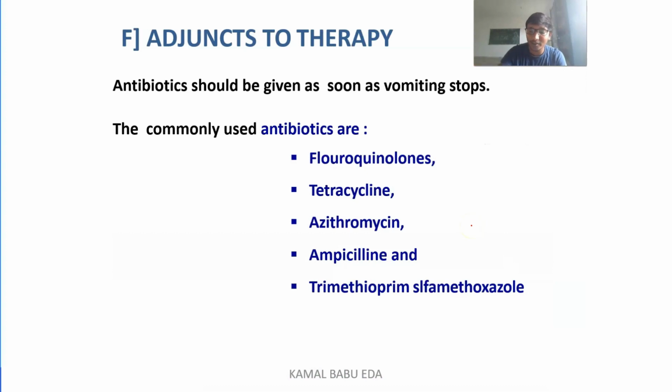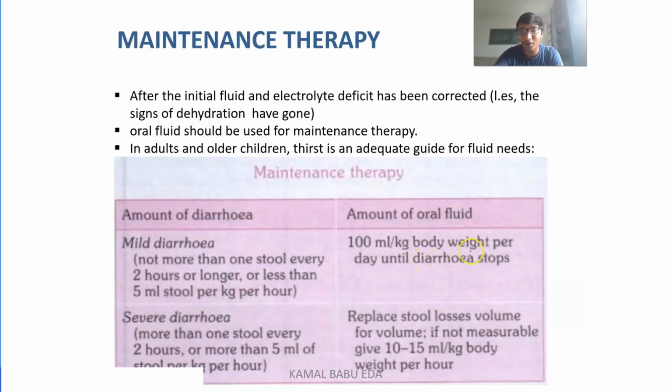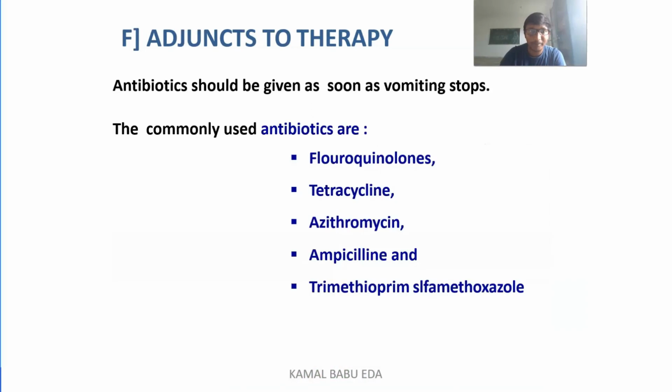How much fluid will they administer? They will administer 100 ml per kg body weight per day until the diarrhea stops. If it is severe, that means more than 1 stool every 2 hours and more than 5 ml of stool per kg per hour, then they will replace the stool losses volume for volume. If not measurable, they will give 10 to 5 ml per kg body weight per hour. This is the maintenance therapy.